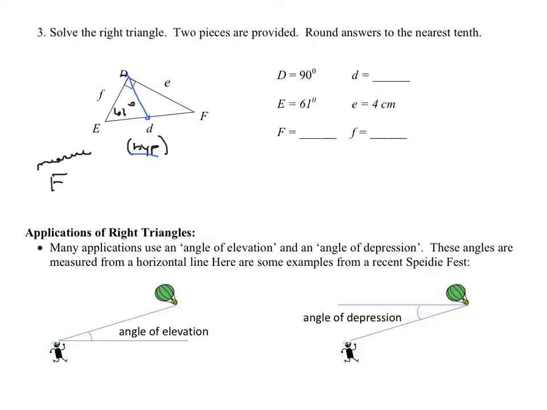So we can get the measure of angle F by just doing this. 180, take away 90 for angle D, 90 degrees. Take away 61 degrees, and you get 29 degrees. So angle F is 29 degrees. 29 plus 61 plus 90, just double checking, is 180, so I know I'm good. Little e is 4 centimeters.